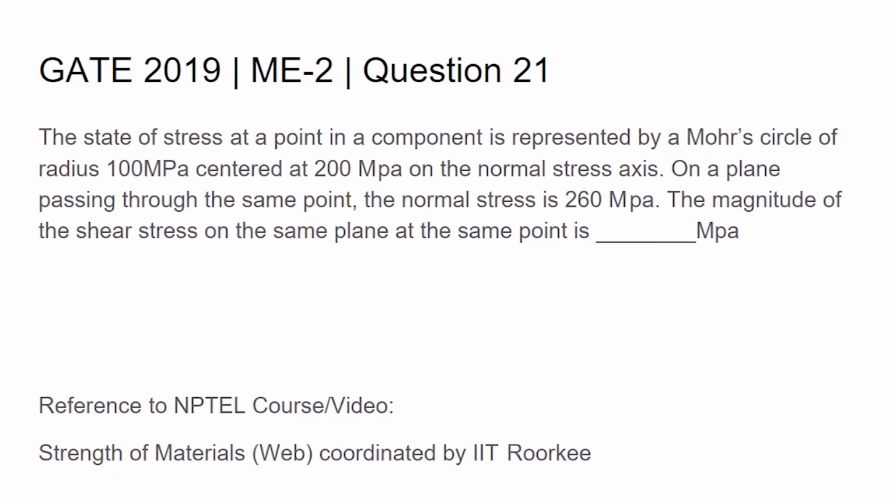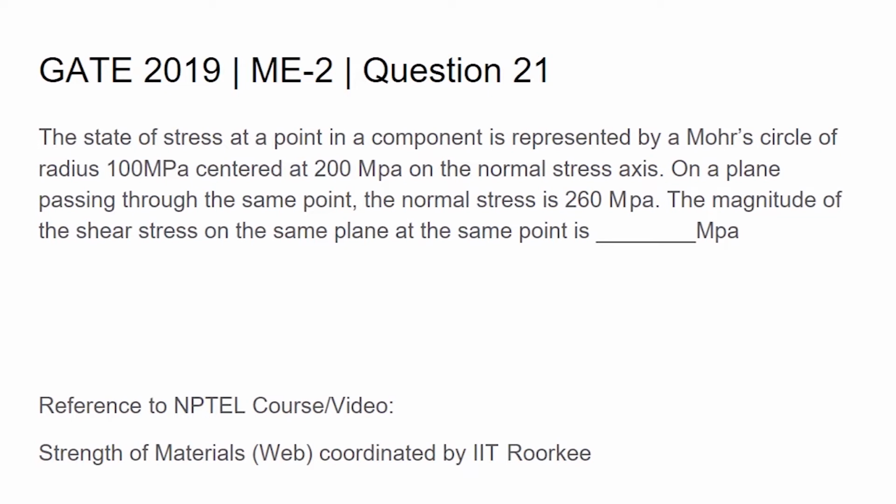Hi all, in this video we will solve the 21st question from the Mechanical Engineering second set question paper from GATE 2019. The question is: the state of stress at a point in a component is represented by a Mohr circle of radius 100 MPa centered at 200 MPa on the normal stress axis. On a plane passing through the same point, the normal stress is 260 MPa. The magnitude of the shear stress on the same plane at the same point is.